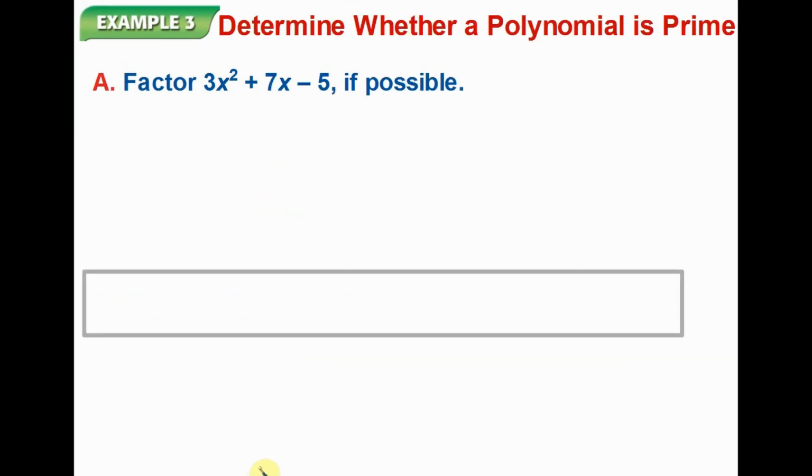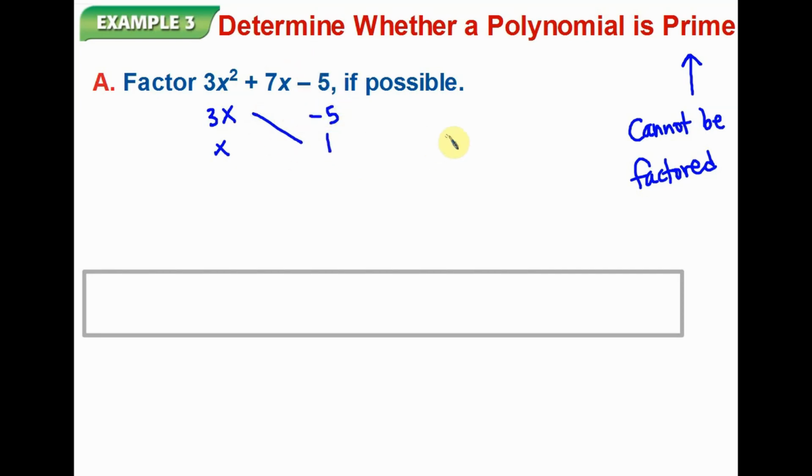Example number 3, determine whether a polynomial is prime or not. If you remember, prime in this case means it cannot be factored. I'm going to find what two numbers I need to multiply to get 3x squared. In this case, let's write 3x and x. If I had negative 5 and 1, when I multiply, I'll get negative 5. But let's see if when I add them, they will make 7x. This one is 3x, and when I cross multiply, this becomes negative 5x, which is not equal to 7x.